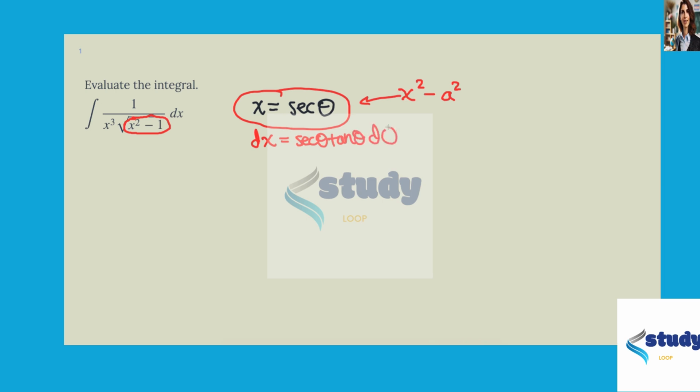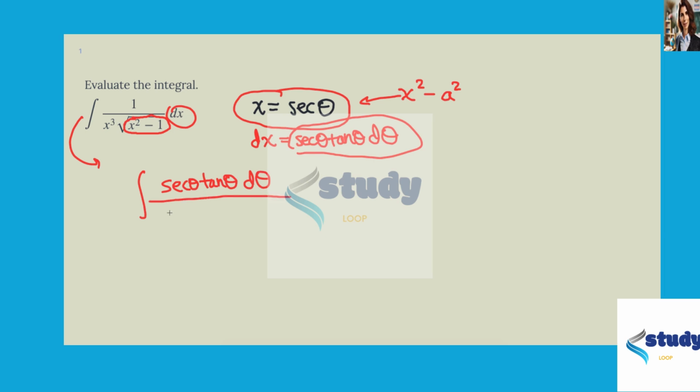So that's our right-hand side. And now we can rewrite this integral. dx up top, I can replace with this. So I have secant theta, tan theta, d theta up top, and then on the bottom, secant cubed. And then we'll have square root secant squared theta minus 1.